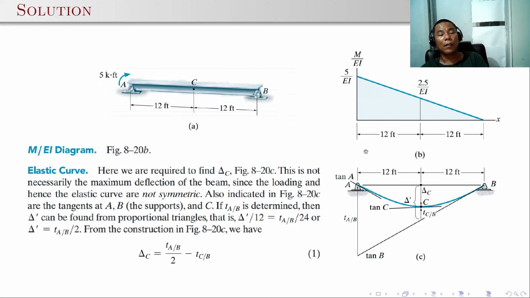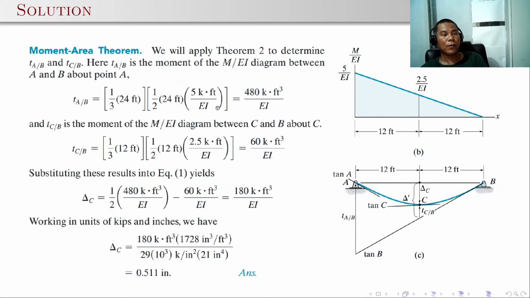Take the moment for TA with respect to B, so the whole M over EI diagram, then times this centroid with respect to A, that's 1/3 of 24. So here would be the details. 1/3 of 24, that's the centroid, times the area, 1/2 of the height 5 over EI, times the base 24. So it will give us 480 kN·m³ over EI.